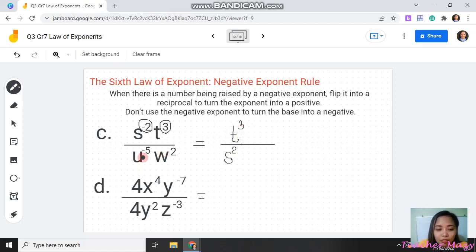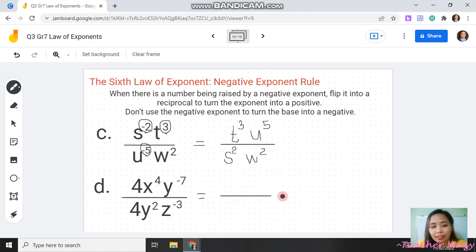Next is the u. So yung u is also raised to negative exponent. So ililipat natin siya. Malalagay siya sa numerator at ang kanyang exponent ay magiging positive. So u raised to 5 na. And then w, since w has positive exponent, nasa denominator pa. Okay?